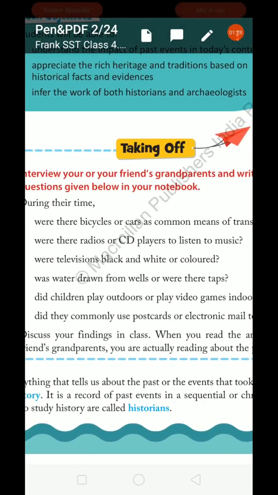Second, were there radios or CD players to listen to music? Nowadays, if you want to listen to music, what do you use? You use iPod, smartphone, laptop, etc. But they used radio and CD player to listen to music.